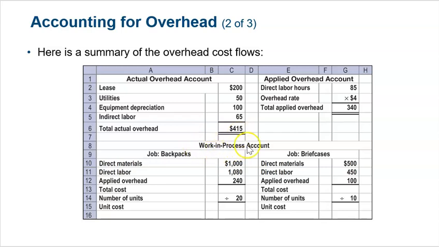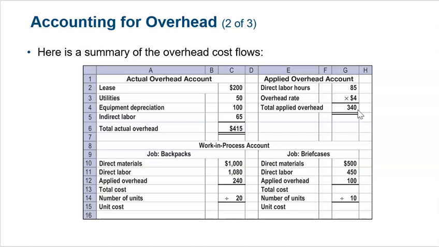Further information, we have two different work in process accounts. We have jobs for our backpacks and also for our briefcases. And of course, our direct materials and direct labor are always going to be actual amounts. And then we also have applied overhead. We've got backpacks, applied overhead of $240 and $100 for the briefcases. If we add the $240 and the $100, it comes up to our $340.